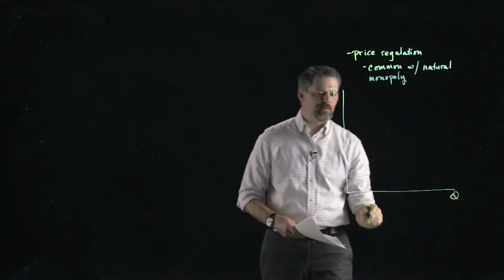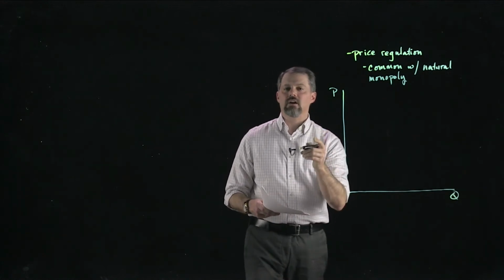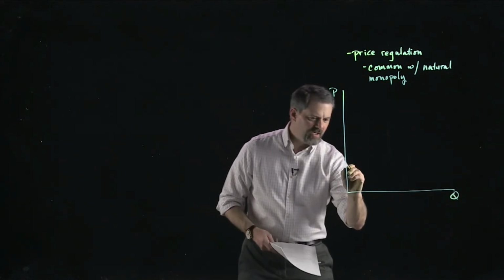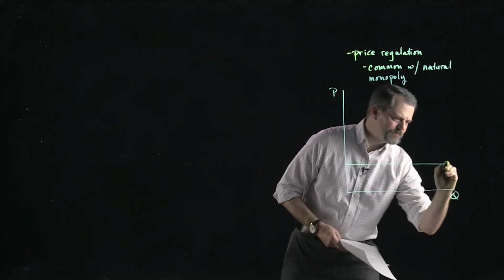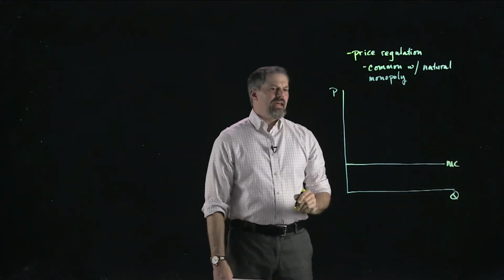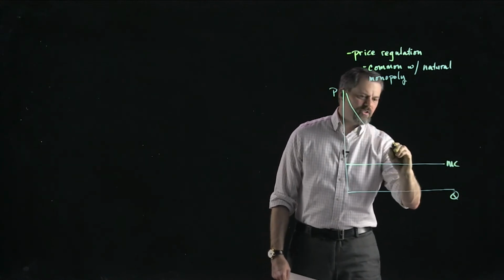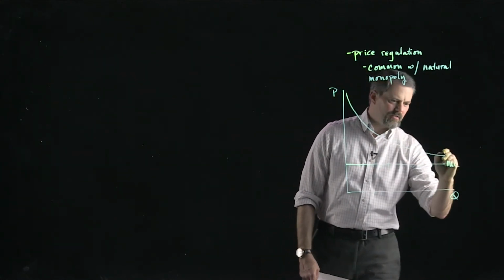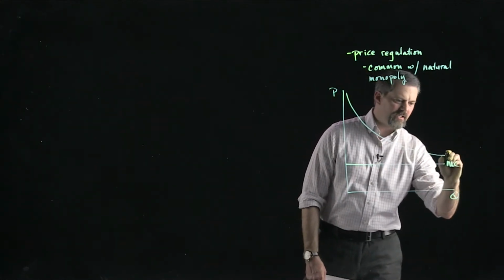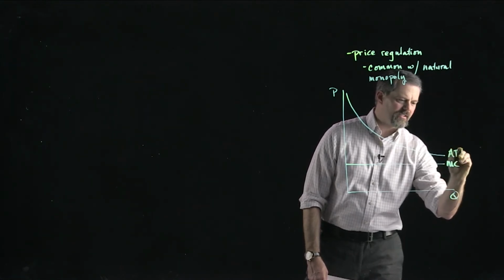A natural monopoly is a situation where marginal cost is constant. So we have a constant marginal cost, and then we have a declining average total cost. We saw earlier a function that would give us an average total cost that looks like this.